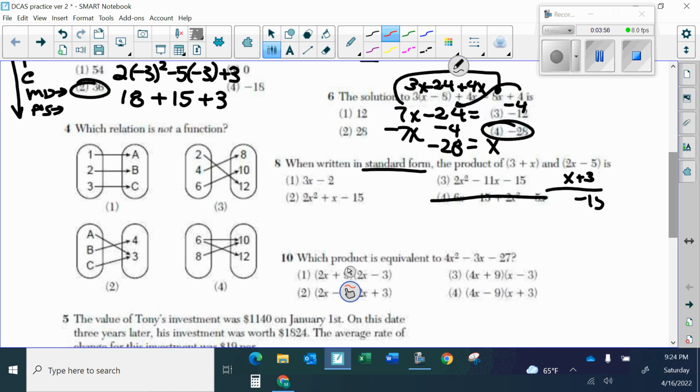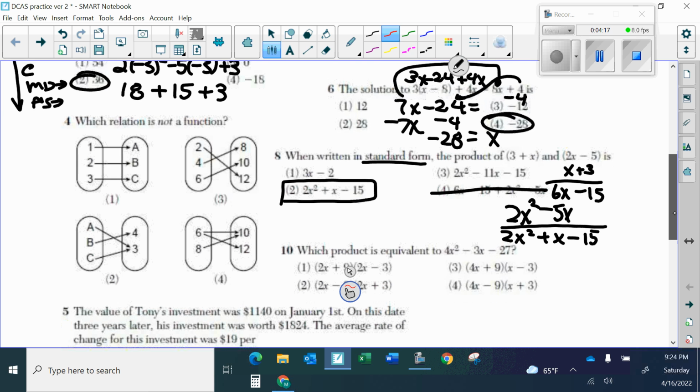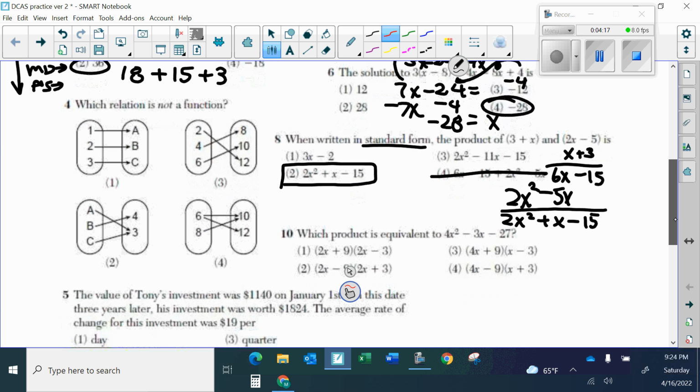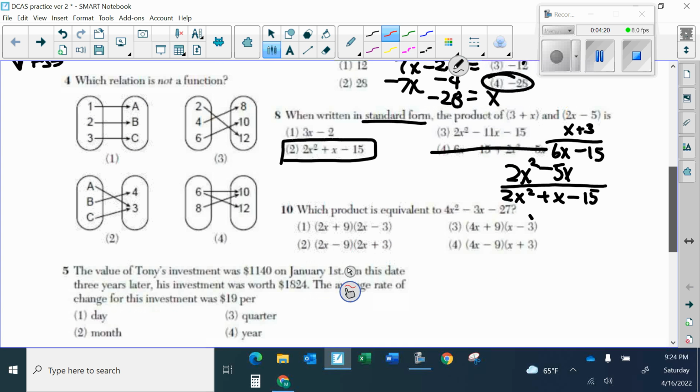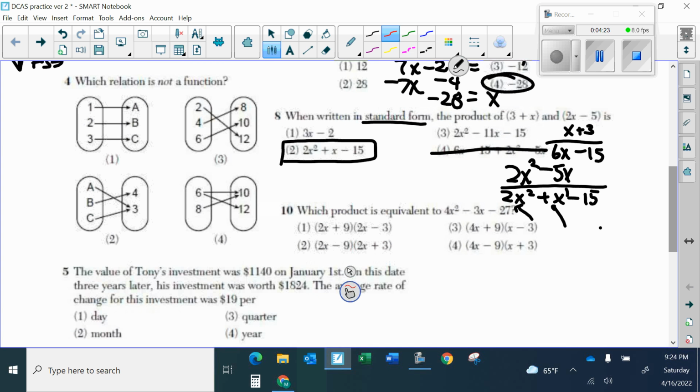So it's minus 15, and 3 times 2x is 6x. X times negative 5 is negative 5x, and x times 2x is 2x squared. We have our like terms right there, and just add straight down. And we get that right there, and you're looking for that answer right there. Standard form. Highest degree down, degree 2. Remember, that's called the quadratic term. Degree 1 is the linear term, and degree 0 is the constant term.